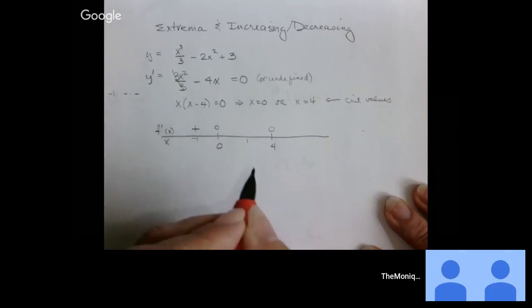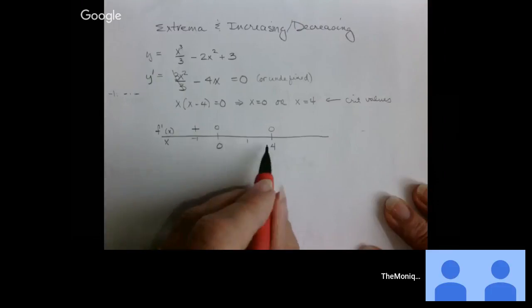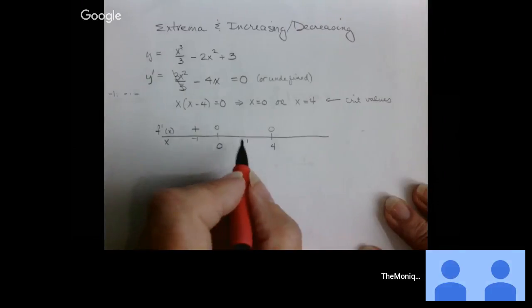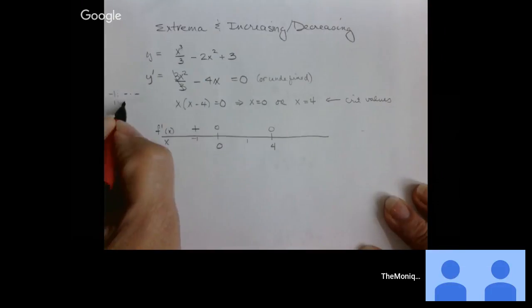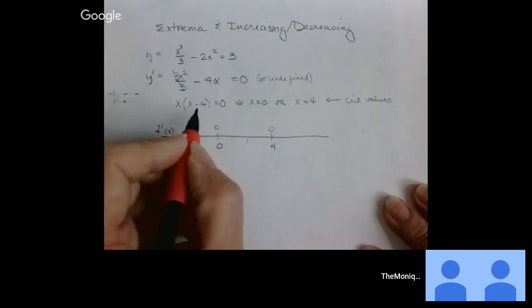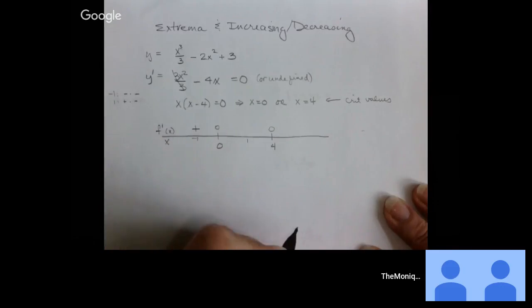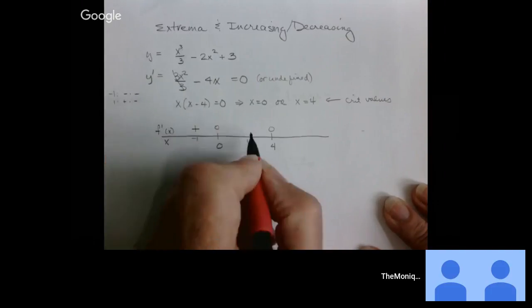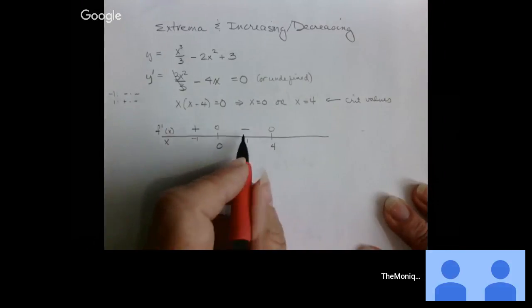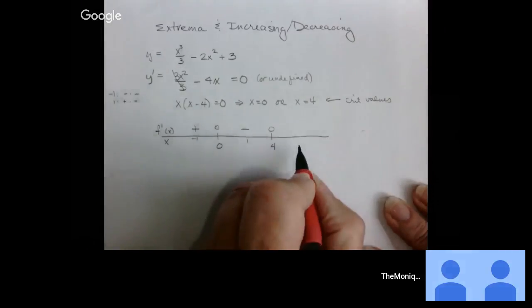Let's look at, say, +1, a number between 0 and 4, an x value. If I plug x equal to 1 into this factor, I get a +1. If I plug 1 in here, I get a -3. As I said, I don't really care what the number is. I just care whether it's positive or negative. So this product will be negative, or the slope is negative.